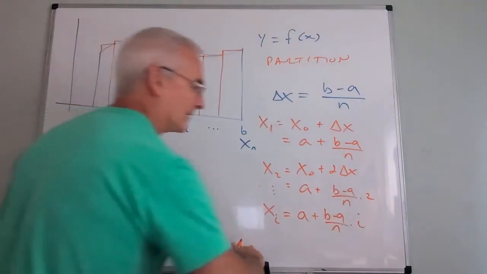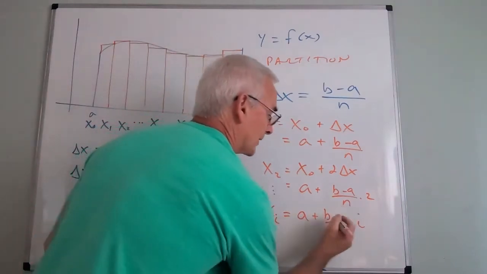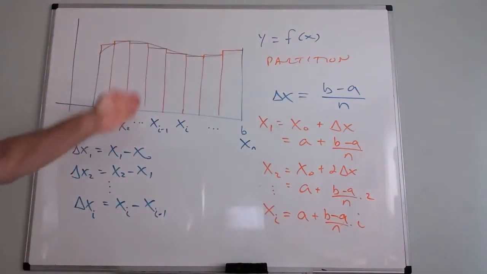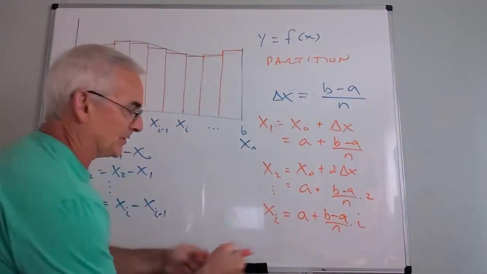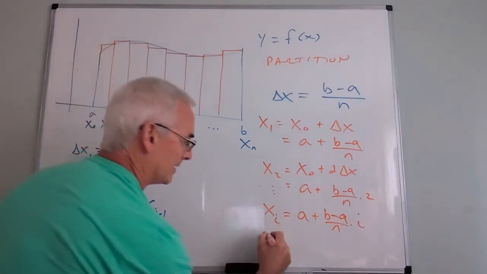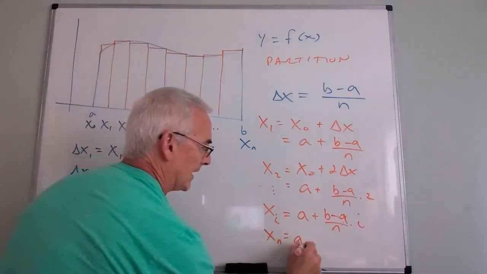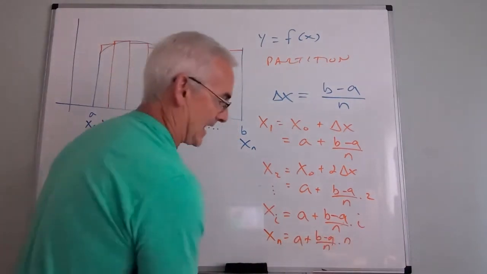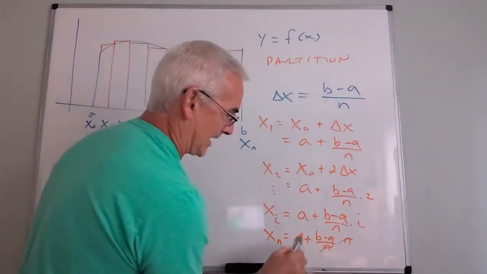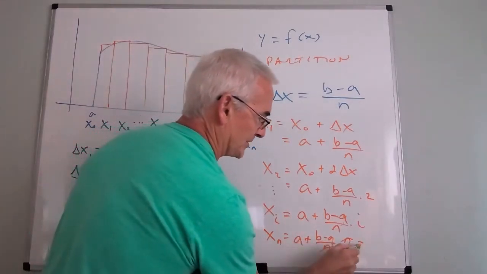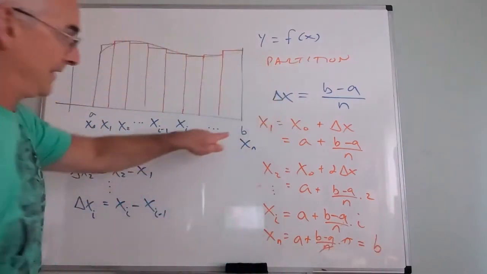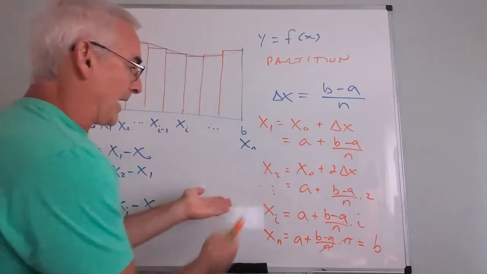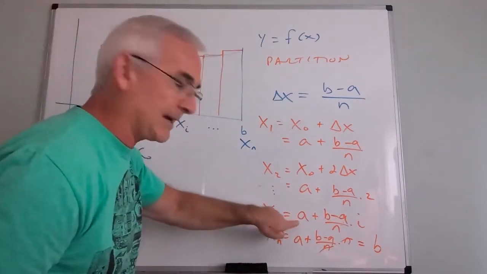Sorry, let me make that a little more readable here. So if I asked you what is each coordinate, and by the way, let's make sure this is consistent. What would xn be? Xn would be a plus b minus a over n times n. And if you look, the n's would cancel, and I'd have a plus b minus a, which is exactly b. And that's what it's supposed to be. That's a good thing, by the way. Now, I have just figured out a way to write all of these without ever using an x.